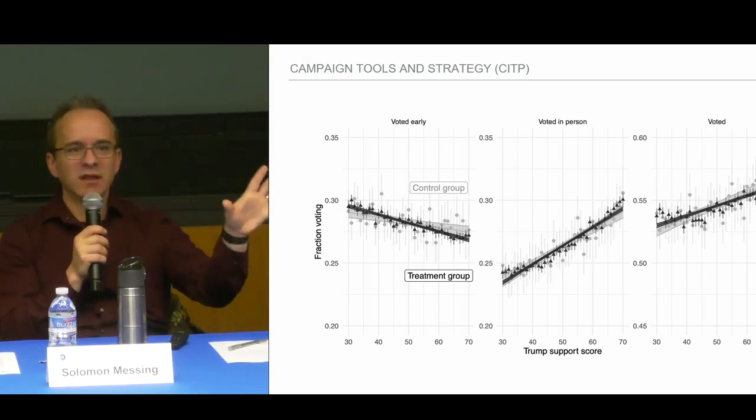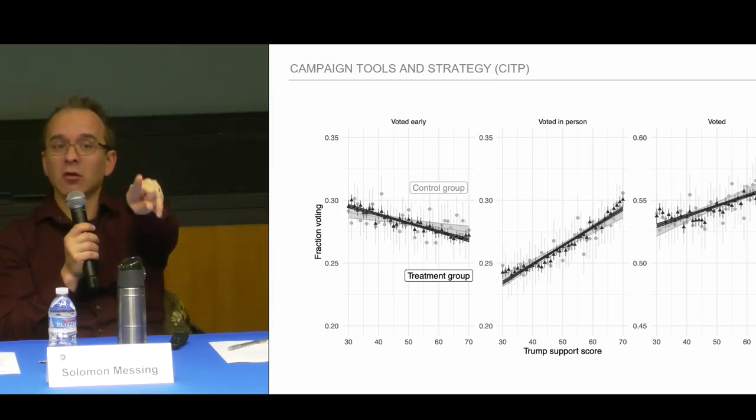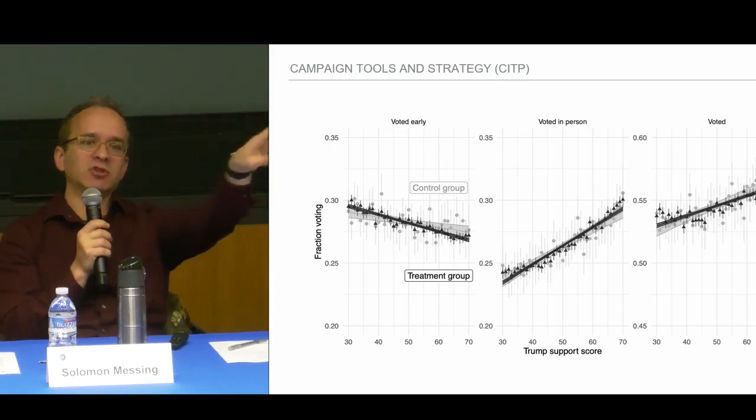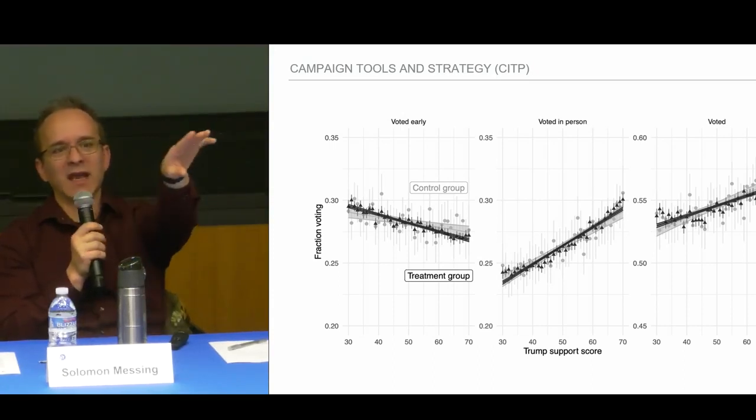Interestingly, for the purposes of this particular figure, notice that the early vote data right there on the left actually shows a much stronger effect. I can't see it very well. You probably can if you're staring at the screen.